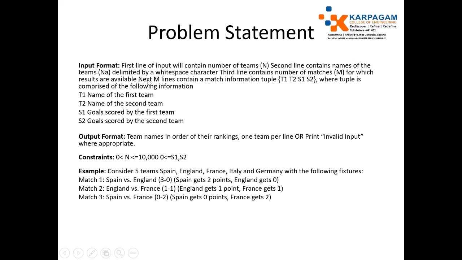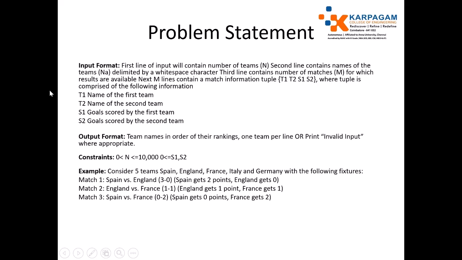Here is the input format. The first line of input will contain the number of teams. The second line contains names of the teams delimited by a white space character. The third line contains the number of matches for which results are available. The next M lines contain a match information tuple T1, T2, S1, S2. T1 means team 1, T2 means team 2, S1 means the goals obtained by T1 and S2 the goals obtained by T2.